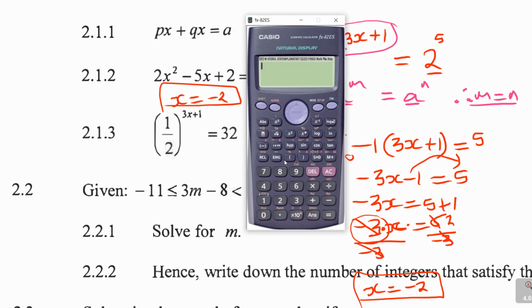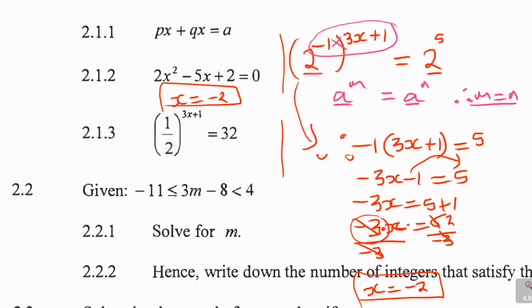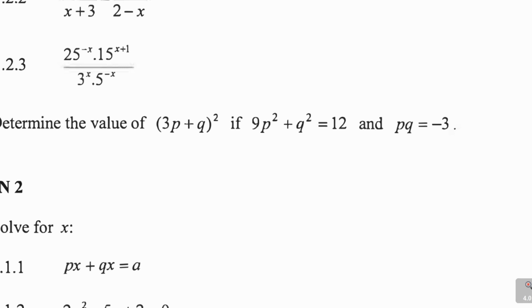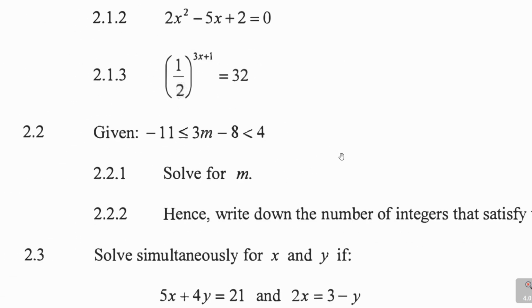And see if it gives us 32. So you've got 1 over 2 to the power of what? 3. X, remember, is negative 2 plus 1, equal to 32. Always test. It doesn't take you long, but it helps you to know that you are doing the right thing.